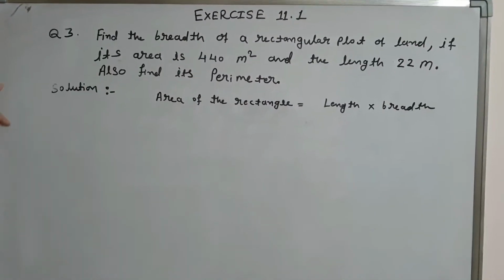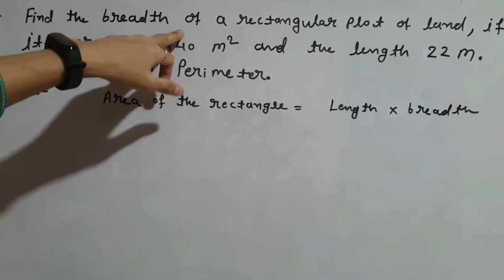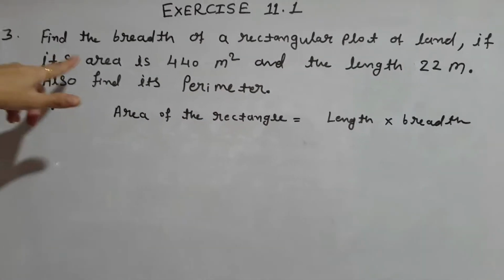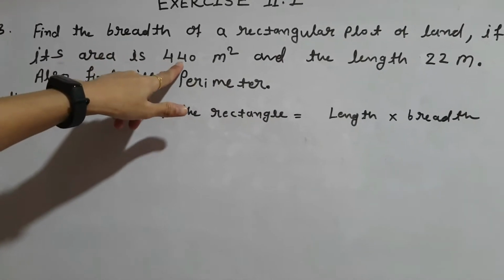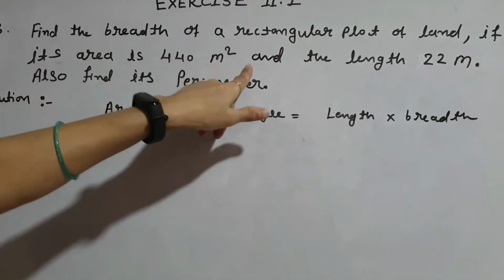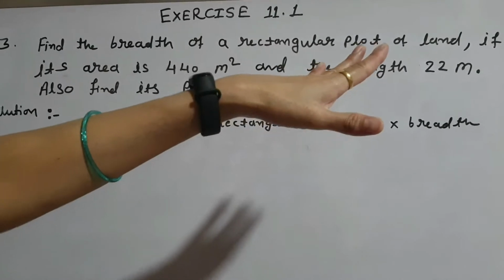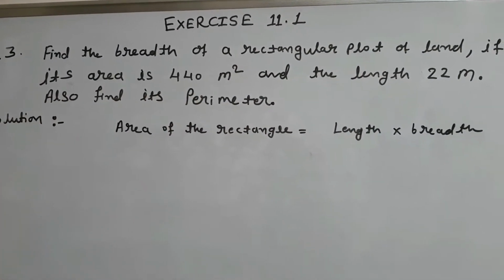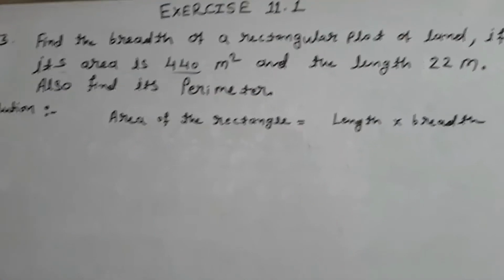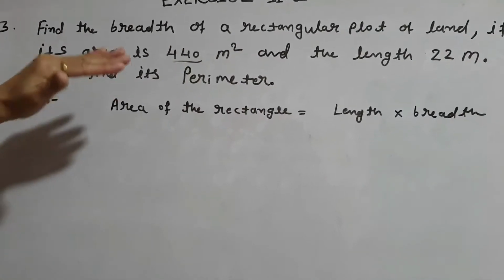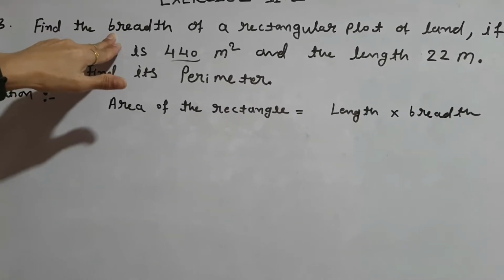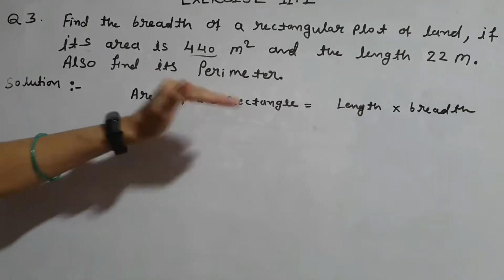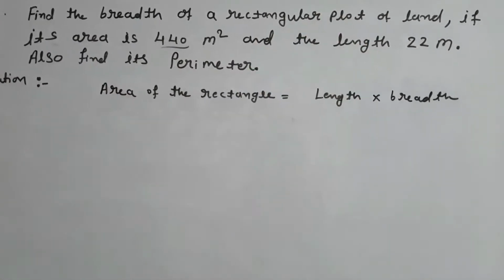Question 3. Find the breadth of a rectangular plot of land if its area is 440 square meter and the length is 22 meter. Also find its perimeter. So here area has been given and length has been given. Then we have to find out the breadth. So first we write the area of rectangle formula. It is length multiplied by breadth.